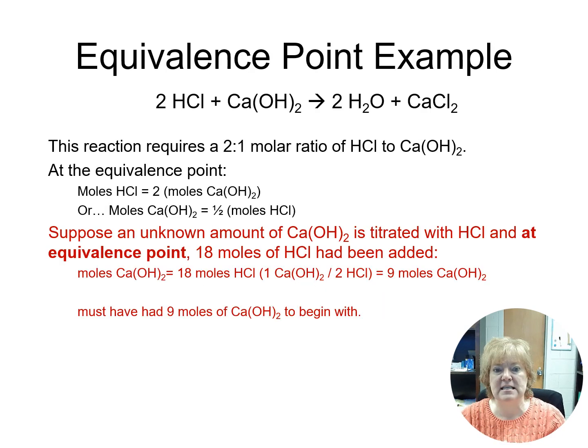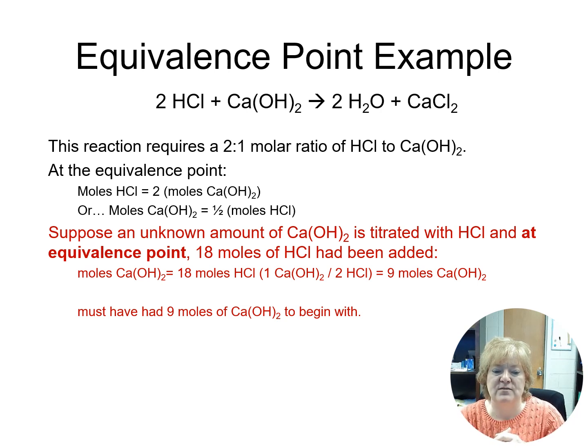So in this case, let's say this reaction requires 2 HCl's. HCl is a monoprotic acid because I see it has 1 hydrogen in it, and calcium hydroxide has 2 hydroxides in it. When I balance it, that means I need twice as much acid as base. So at equivalence point, if I knew how many moles of HCl I had, I would have half that amount, that would be how many moles of calcium hydroxide I have.